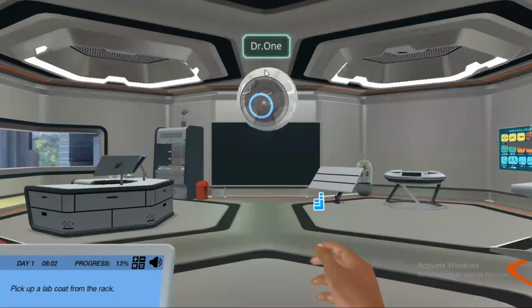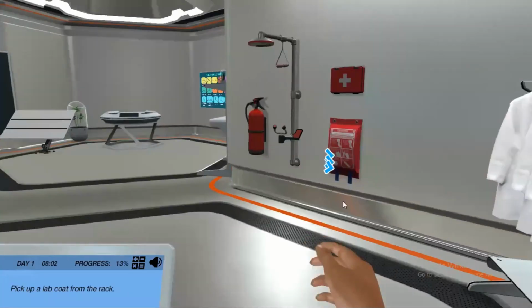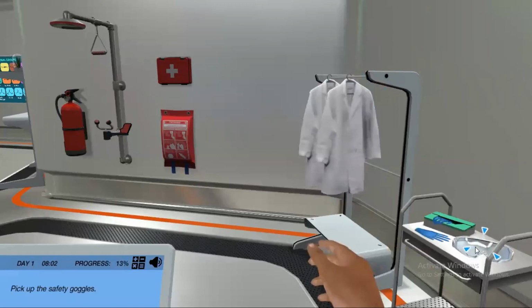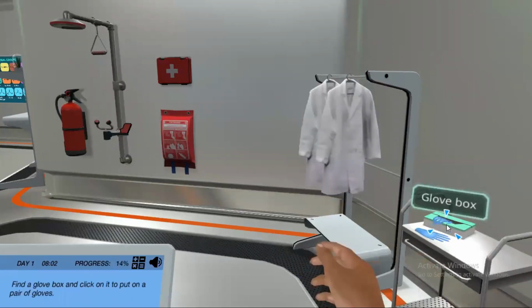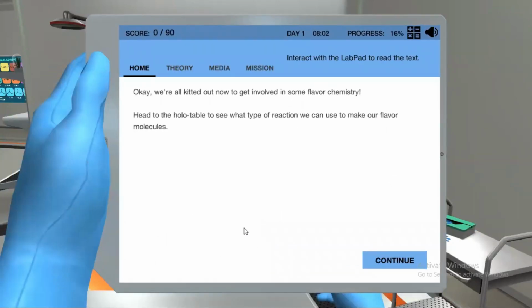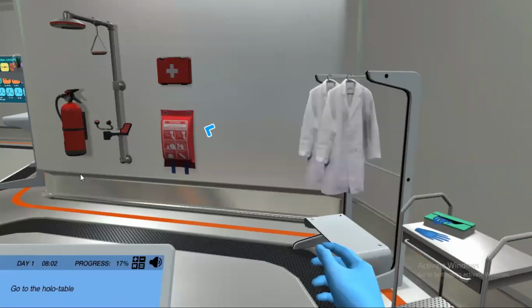Pick up a lab coat from the rack. Pick up the safety goggles. Find a glove box and click on it to put on a pair of gloves. Okay, we're all fitted out now to get involved in some flavor chemistry. Head to the hollow table to see what type of reaction we can use to make our flavor molecules. Go to the hollow table.